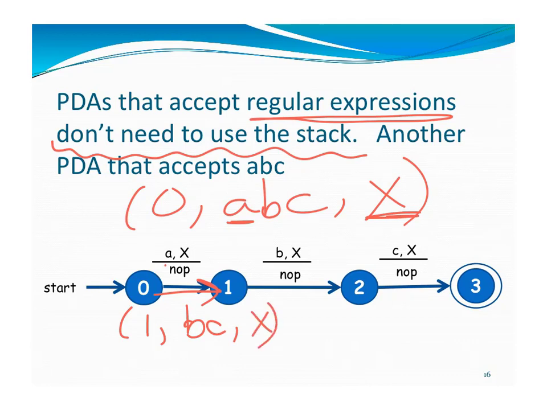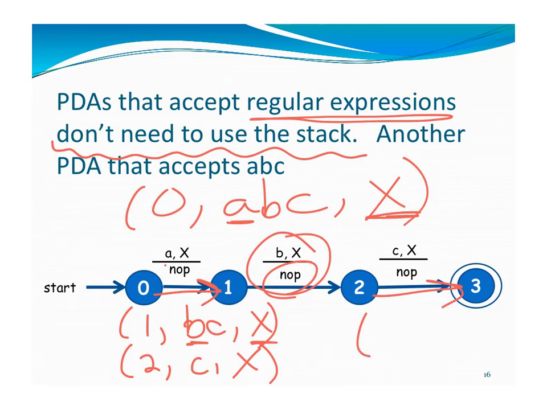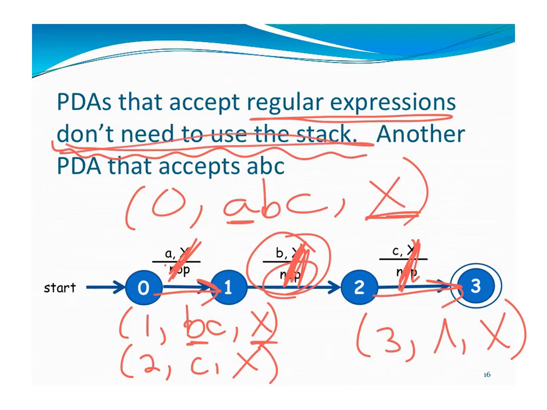And then we see this one, which fits, right? We have a B with an X at the top of the stack. And look, it says do a no-op again, right? So now we're going to state 2. We just have to process C, and we have an X at the top of the stack. And then, oh, look at that. We can take this transition. So we are at state 3. We don't have anything else to process, and there's an X still at the top of the stack. We didn't really use the stack for this, right? It's more or less an NFA, right? If I crossed out that and these bits and these bits, I'd have an NFA, right? So PDAs that accept regular expressions don't have to use the stack, right?